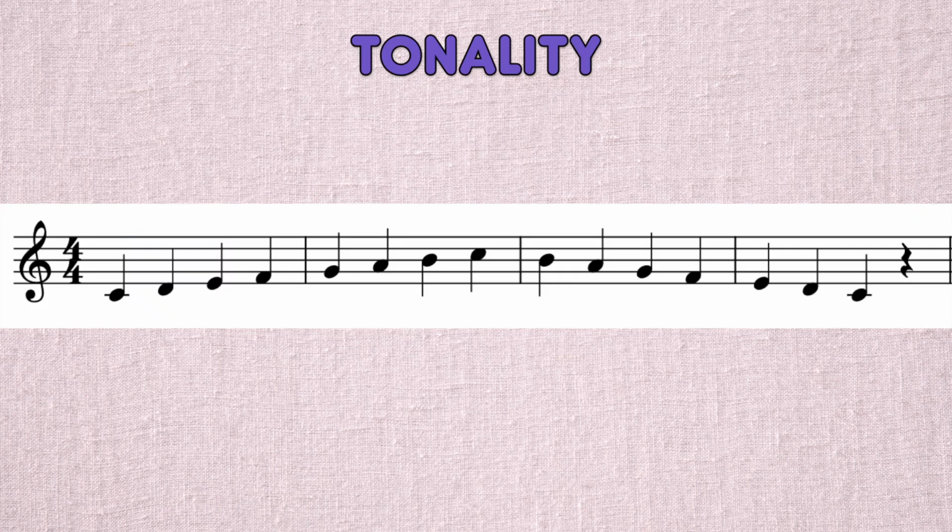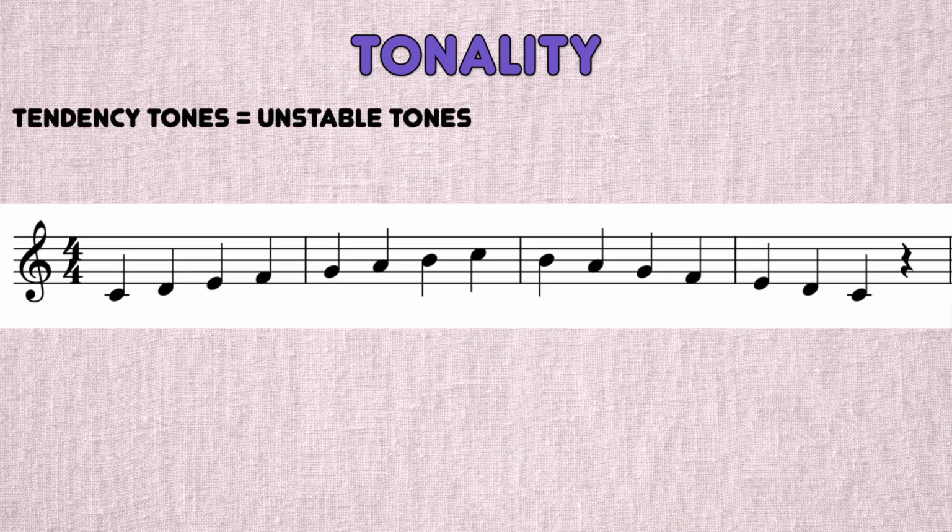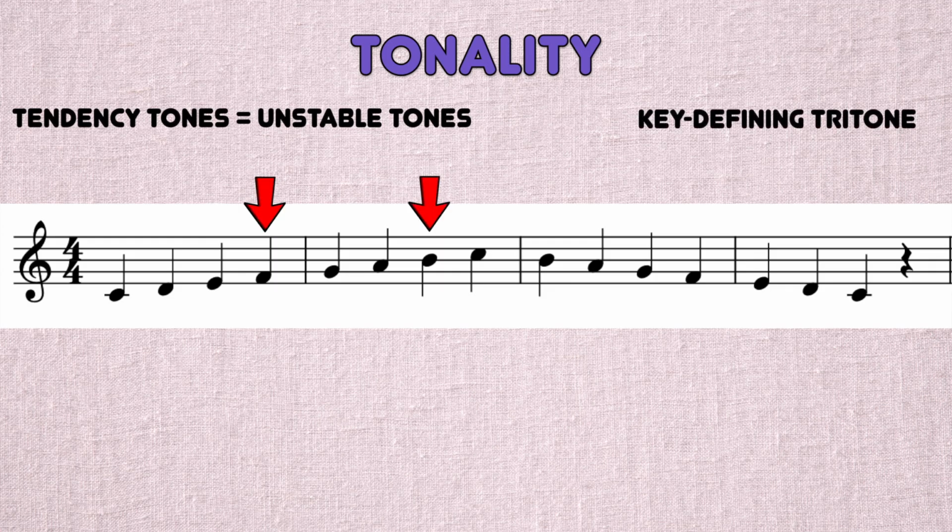Let's look at the least stable tones. Every major scale has these unstable tones called tendency tones. The fourth scale degree, or F in the key of C, and the seventh scale degree, or B in the key of C. They both really want to move by half step, 4 to 3 and 7 to 1. So these tendency tones push us to two of the most stable tones, E and C. Incidentally, the interval between the fourth and seventh scale degrees in a major key is called the key-defining tritone.